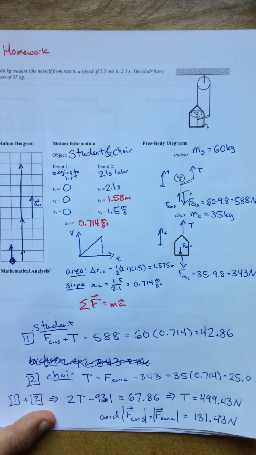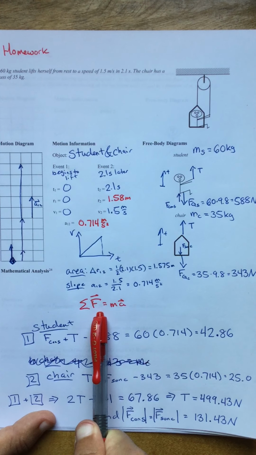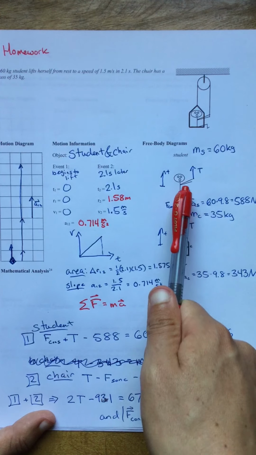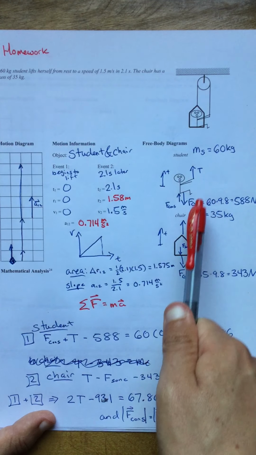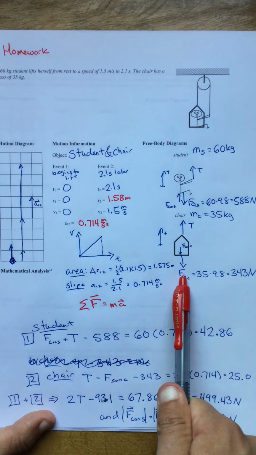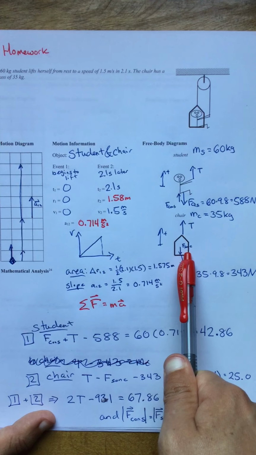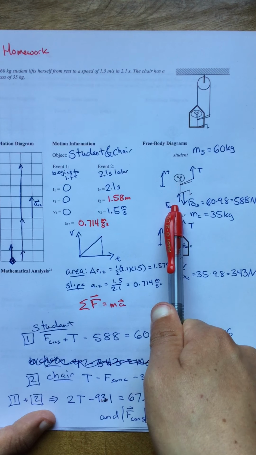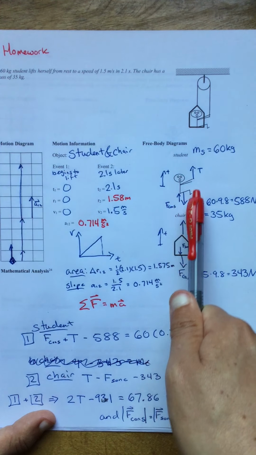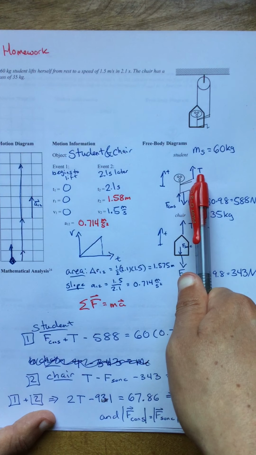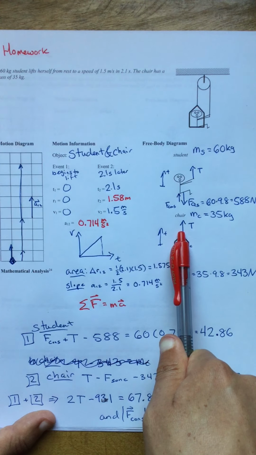Now that we have the acceleration, we can use Newton's second law. Do a free body diagram for the student and the chair. You have force of gravity acting downward on the student and on the chair. That's mass times 9.8. The student exerts a force downward on the chair, and the chair exerts a force upward on the student. Those forces are equal in magnitude and opposite in direction. The rope exerts a force upward on the student and upward on the chair.